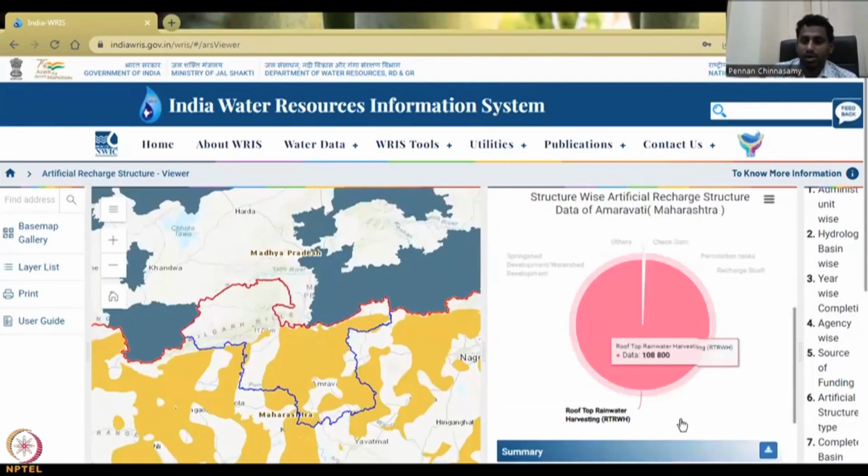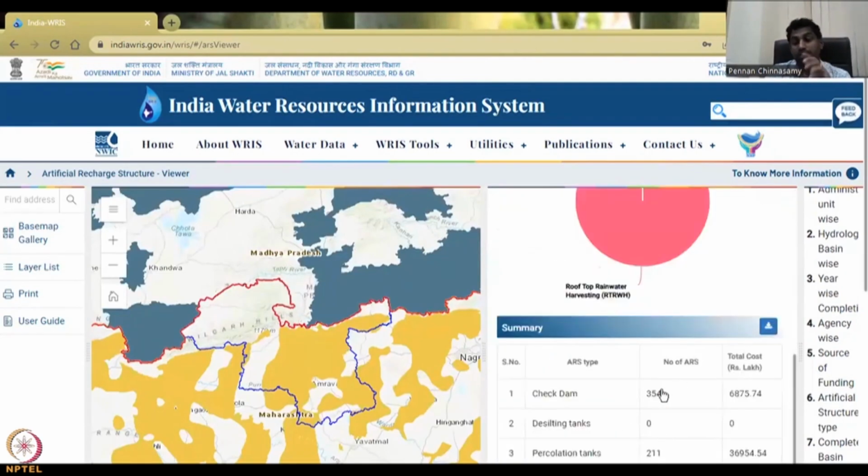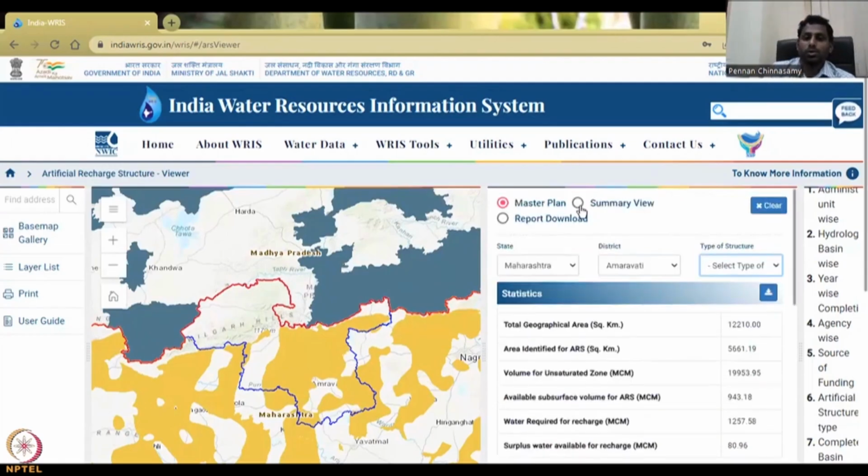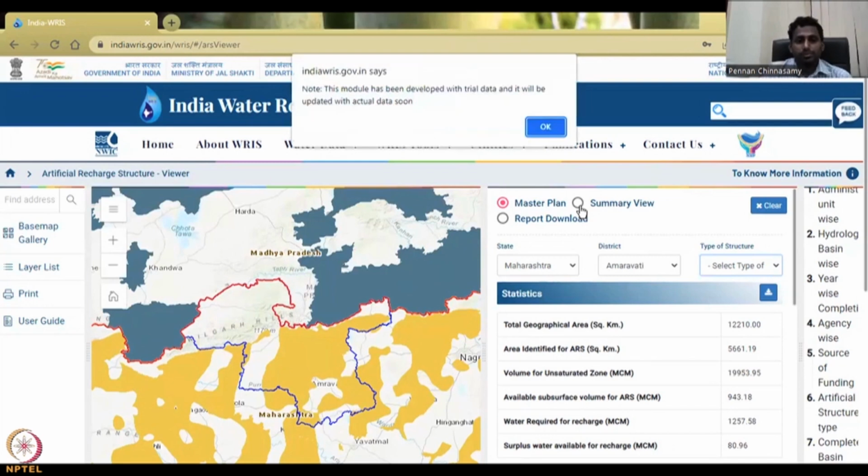Rainwater harvesting is high, 354 check dams. You see the number didn't change, and the budgets are given here. The budgets are very important to understand how the government has spent money on these structures. You can also do a summary view.